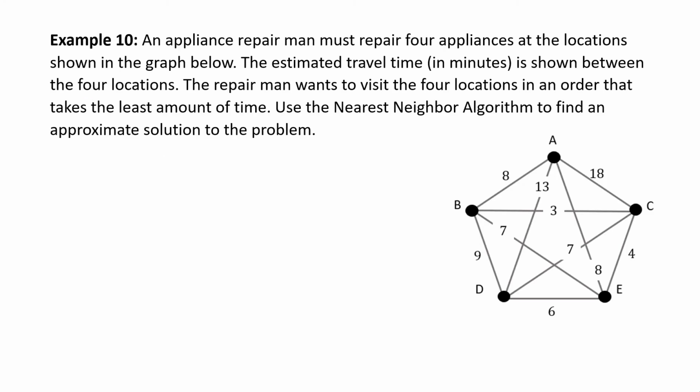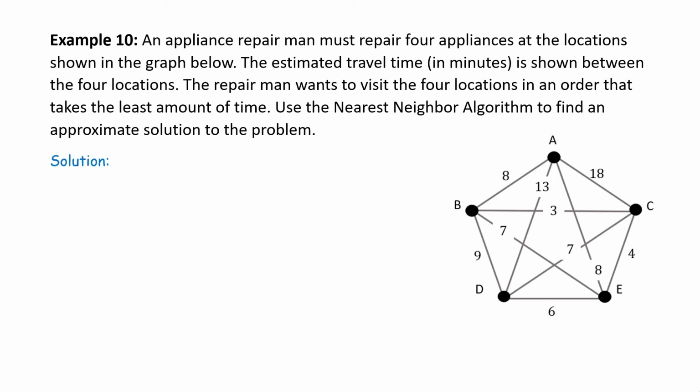Example, an appliance repairman must repair 4 appliances at the locations shown in the graph below. The estimated travel time in minutes is shown between the 4 locations. The repairman wants to visit the 4 locations in an order that takes the least amount of time. Use the nearest neighbor algorithm to find an approximate solution to this problem.